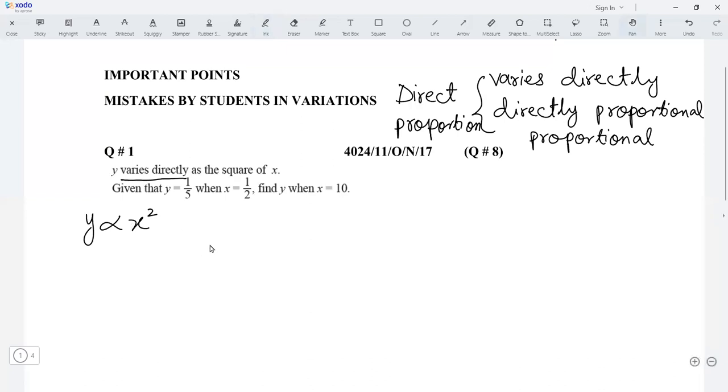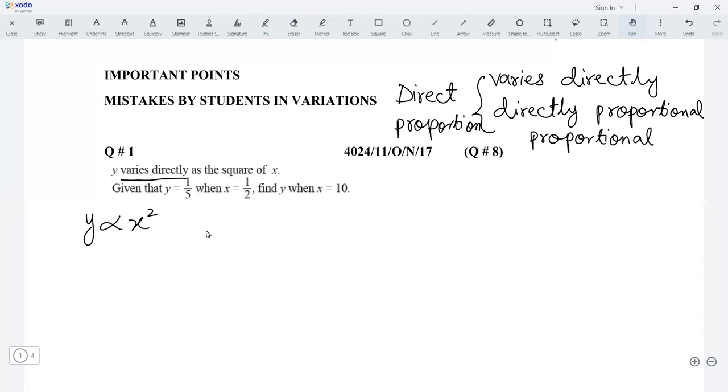It will be fine. If you are not reading the question correctly, then you may make a mistake, like writing y, the proportionality sign, and 1 over x squared. That will be wrong. First of all, try to focus on what's being discussed in the question. This is the very first step. Try to understand whether it is varies directly, directly proportional, or just proportional. These are the categories for direct proportions.